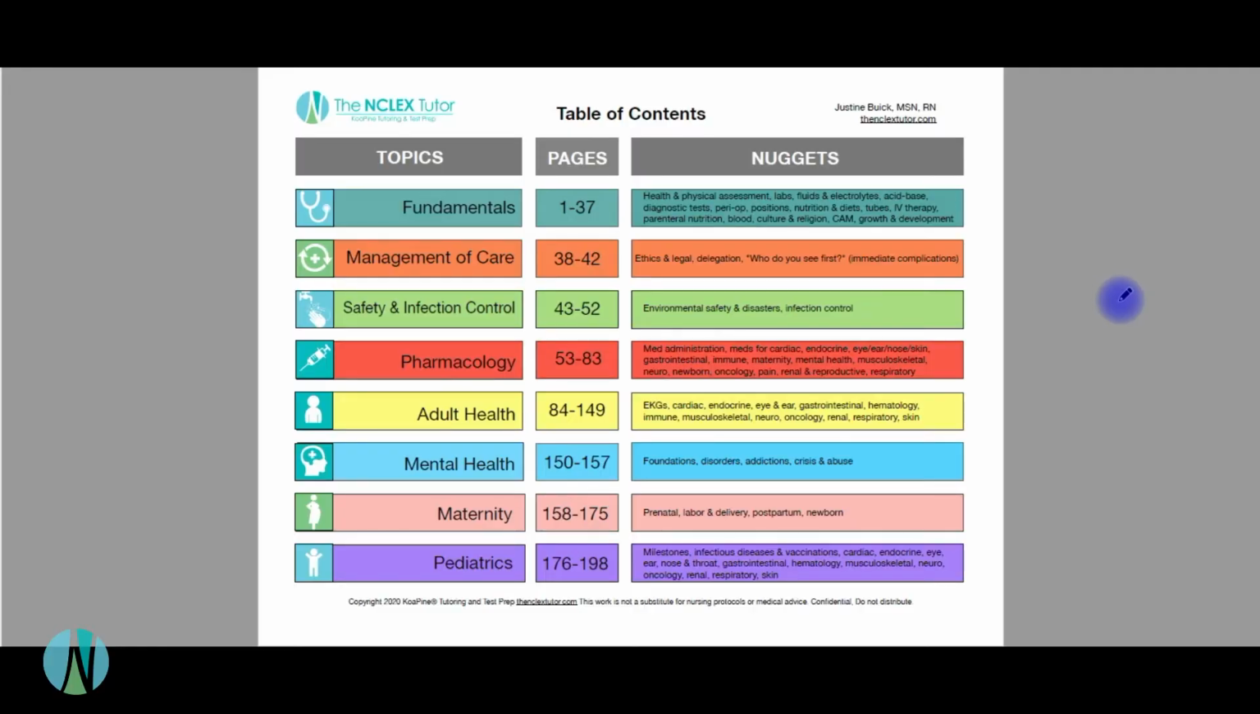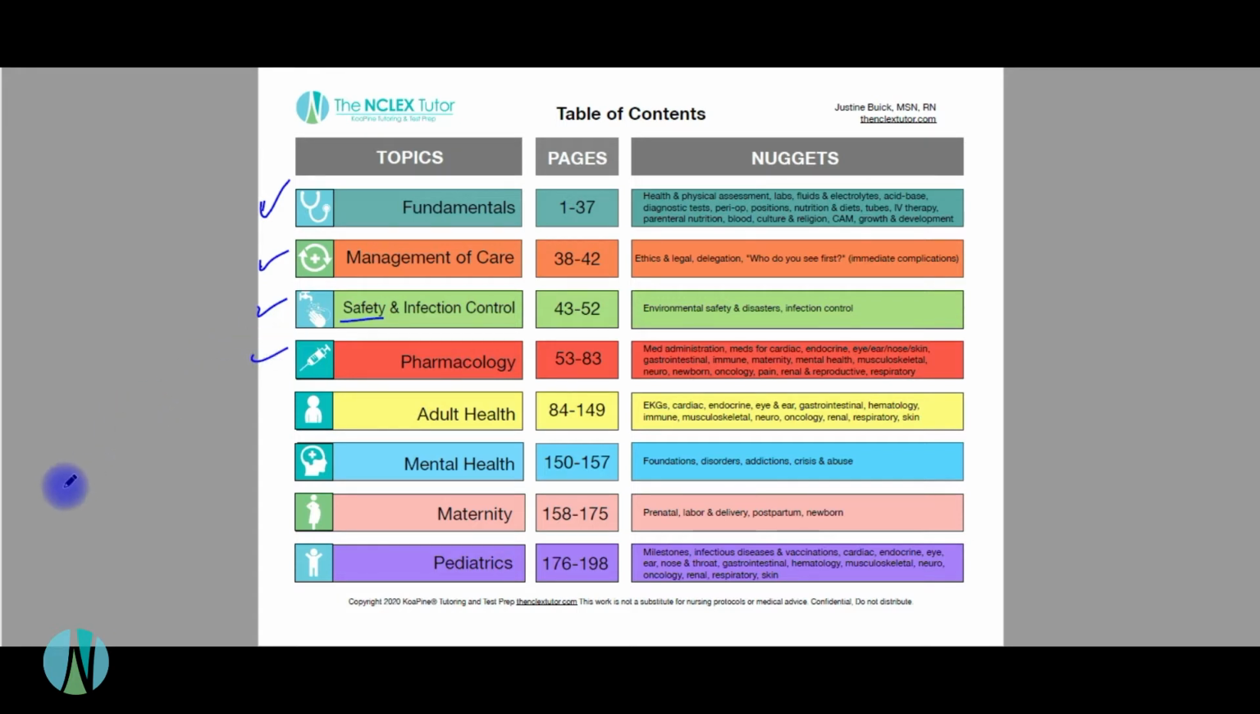This is the main table of contents for the book, and these are all the different topics. All of these topics are things that you would go over in nursing school. You have your fundamentals, and you can see all the different topics there are. You have management of care, which is a lot of ethical and legal topics, especially who do you see first and delegation. Another topic is safety and infection control. That is a really super important topic because regardless of what your patient is in for, you have to do certain safety precautions such as preventing falls.